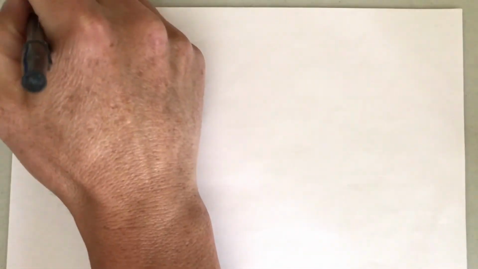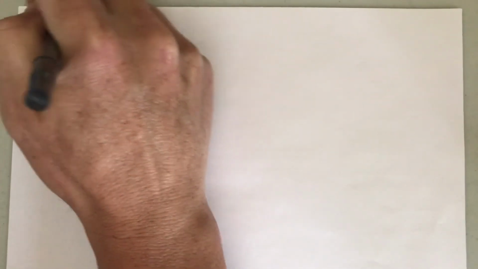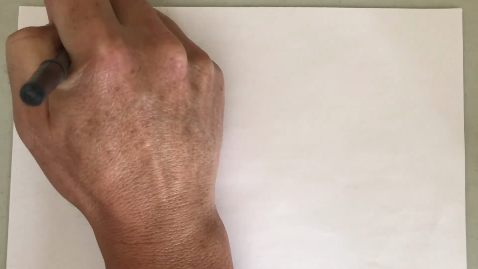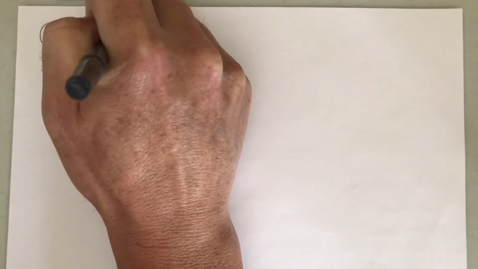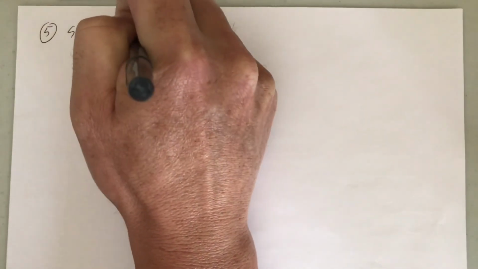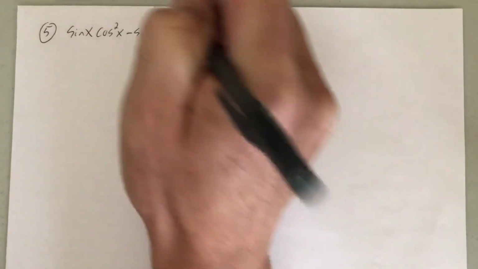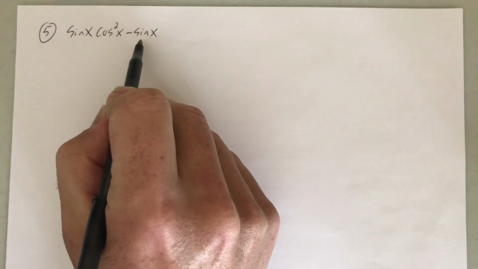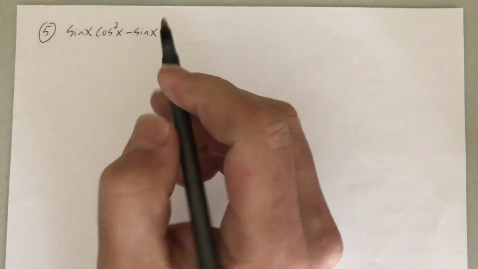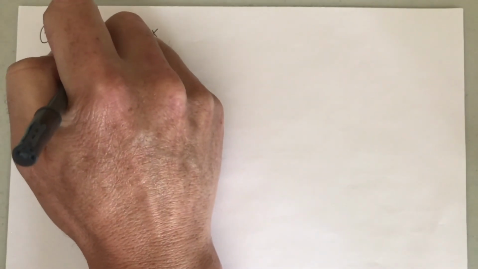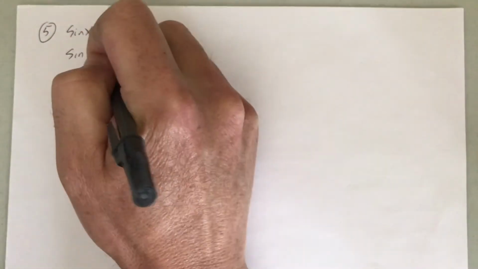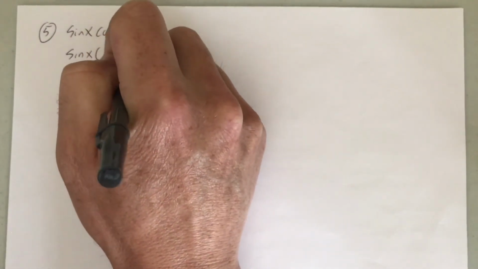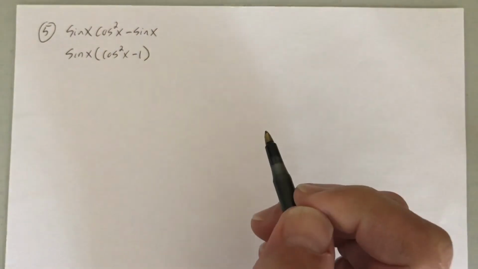So let's take a look at the last factoring problem, number 5. What we have is sine x times cosine squared x minus sine x. Looking at this, we've got a sine x here and a sine x here, so hopefully you're thinking common factor. I can take out that common factor of sine x, and that would leave me with cosine squared x minus 1.